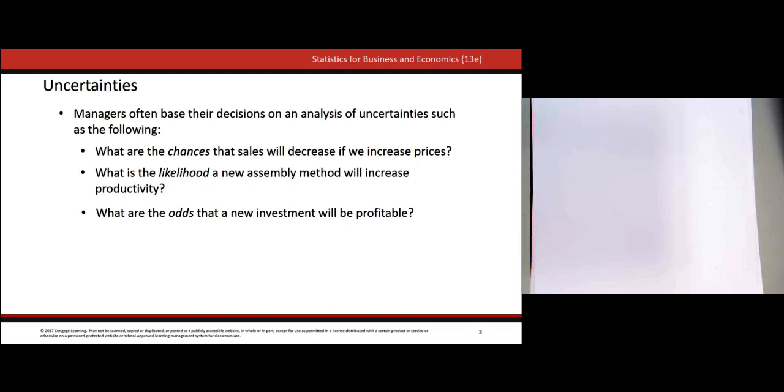Or what is the likelihood a new assembly method will increase productivity? You need to spend some money to apply the new assembly method. If you know for sure that the new assembly method will increase productivity, you would do it. But there is an uncertainty, and still you need to decide whether to implement it or not. There are many examples like this. Even though we have uncertainties, we still have to do something. So most decisions are based on an analysis of uncertainties.